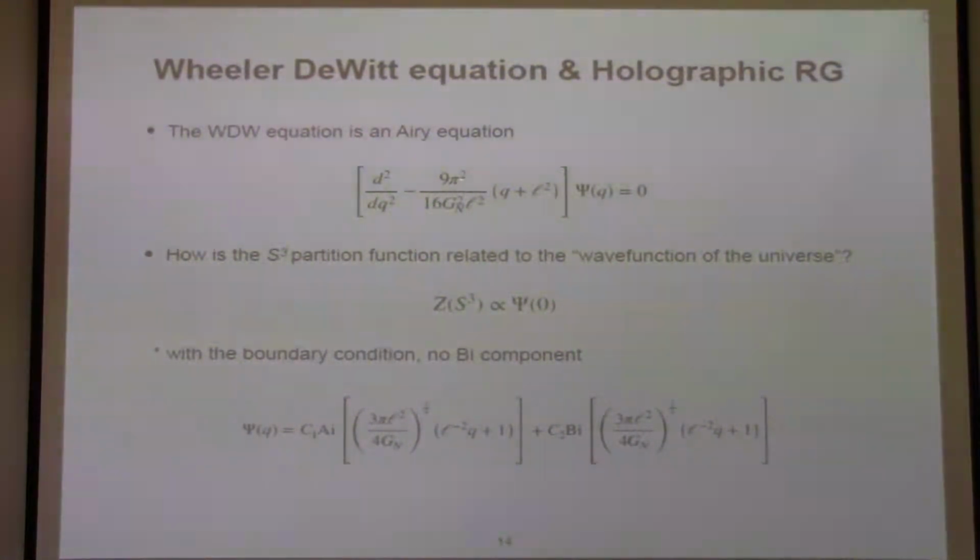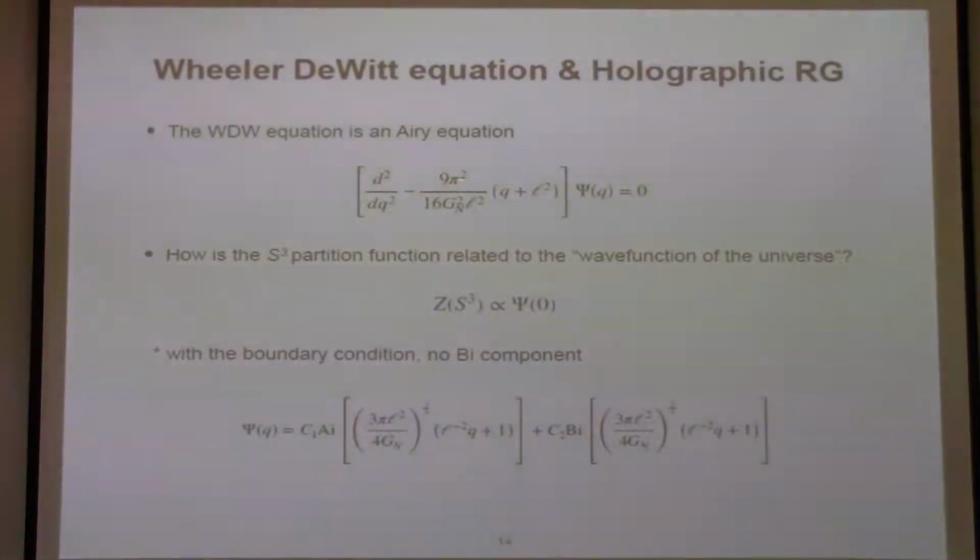Because, well, you can see it explicitly. Because this is the solution to this equation. And then if we set Q equal to 0, and if we impose the boundary condition such that it doesn't blow up, then we ignore Bi. And then this with q equals 0 is precisely the Airy function we got for the three-sphere partition function. Okay, so that gives us some consistency check.